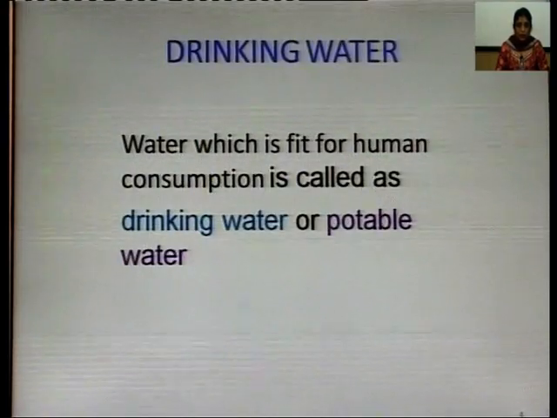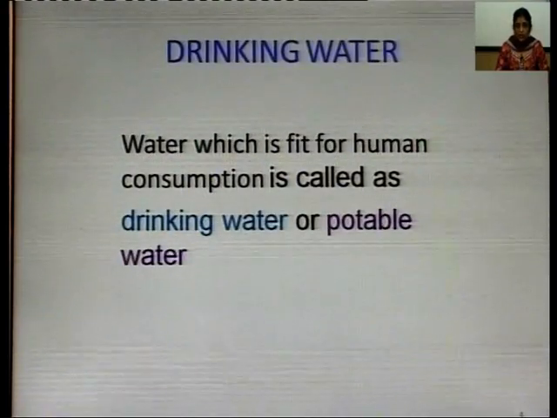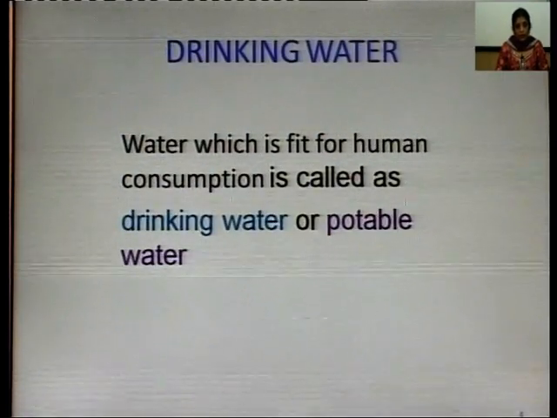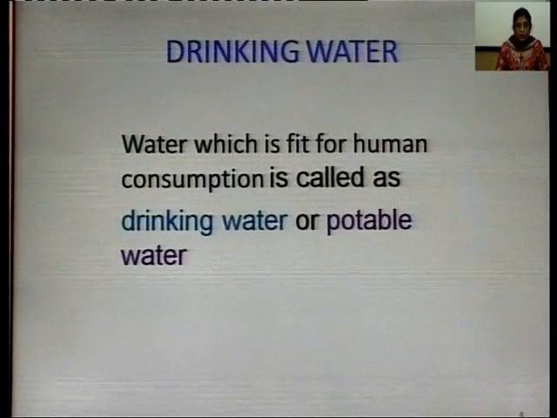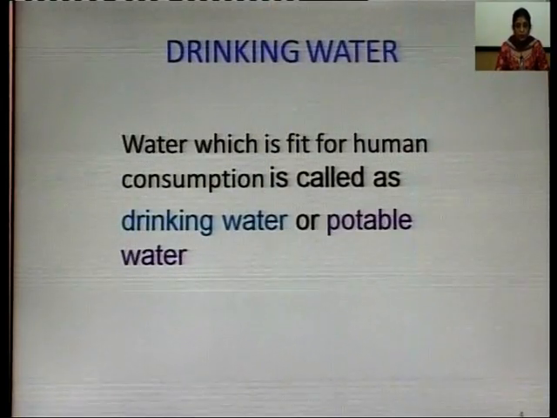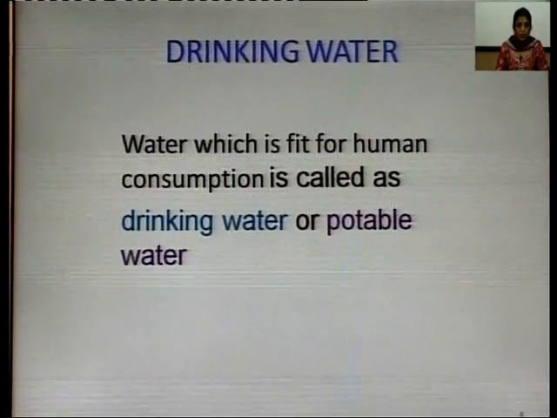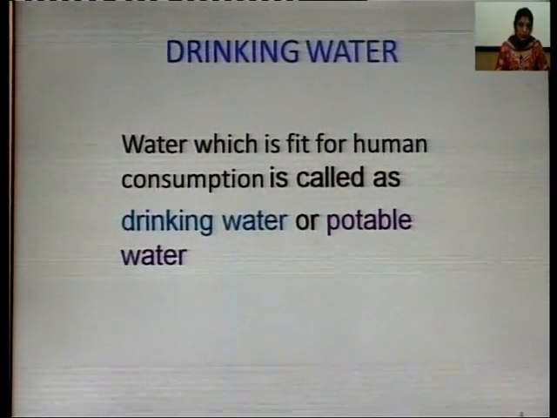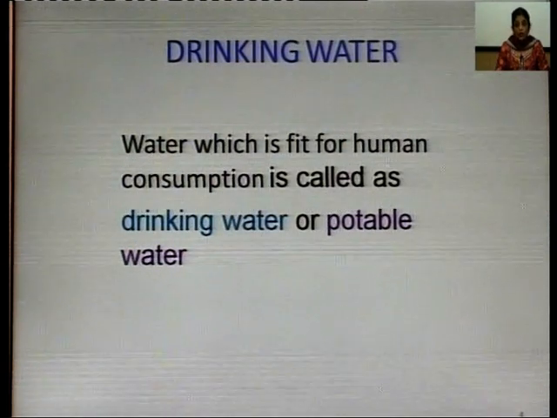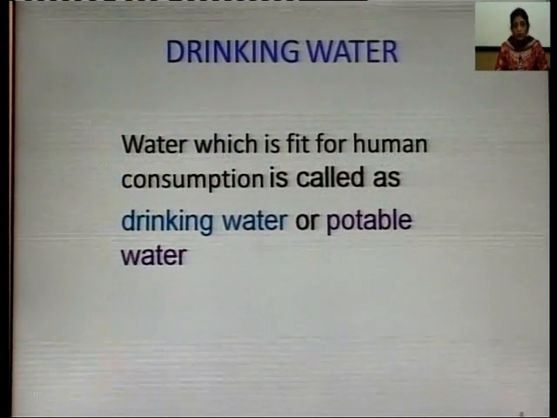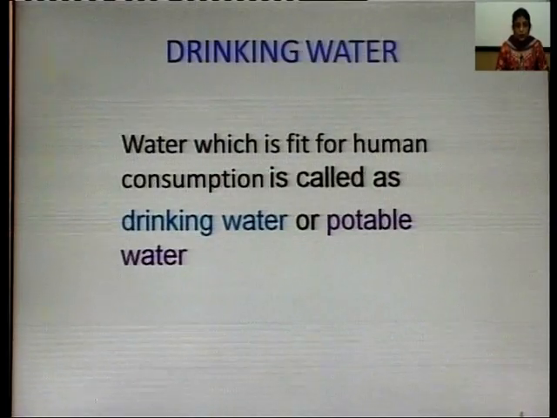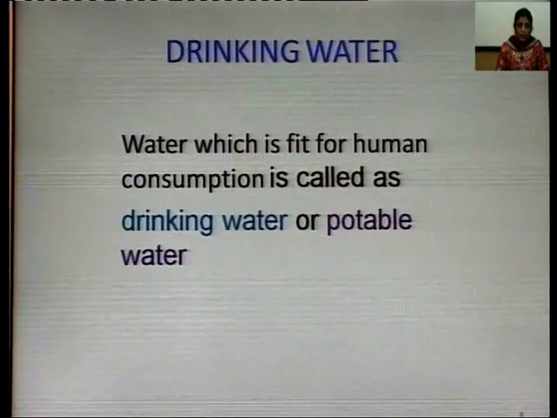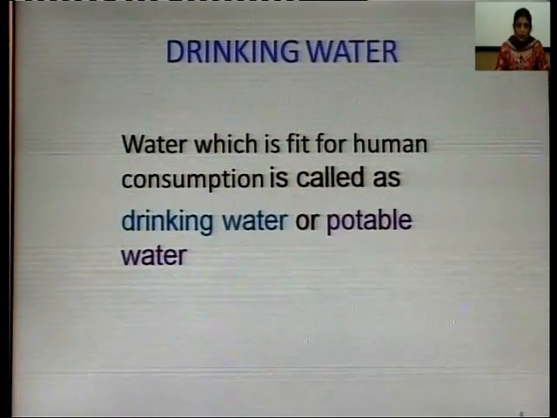Colloidal impurities are of such size that they cannot be seen with the naked eye and they cannot be filtered. So, colloidal impurities are removed by special treatment. Dissolved impurities can be in the form of salts, gases, metal atoms, or vegetable matter or organic matter. So, we cannot use waters containing so many impurities for drinking purposes or for human use.